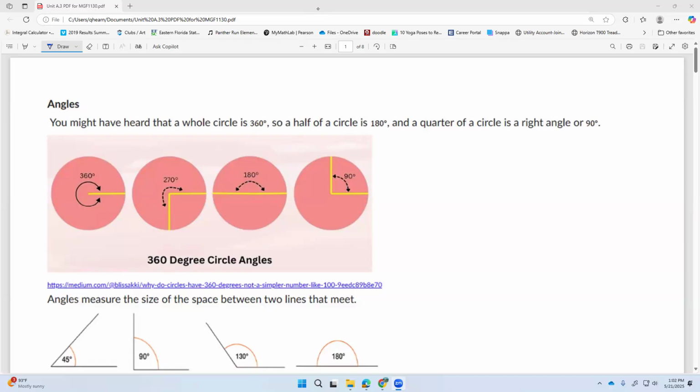Let's get started. In this video, we're going to talk about Unit A3 in my MGF 1130 class at Broward College. The topic of this lesson is measurement. We've been talking about measurement.